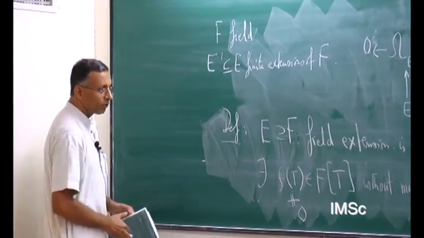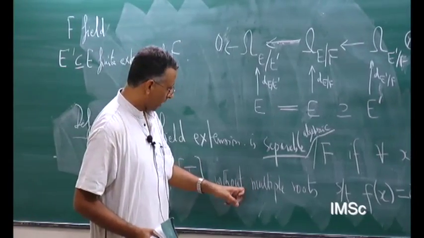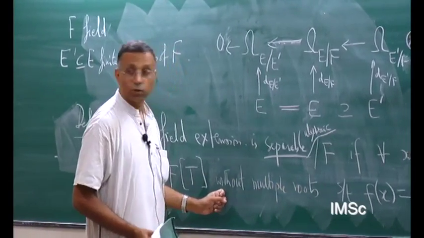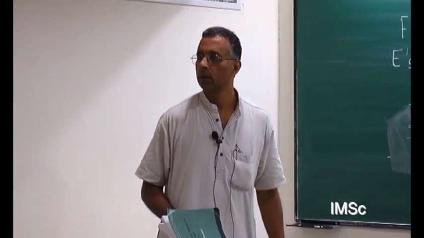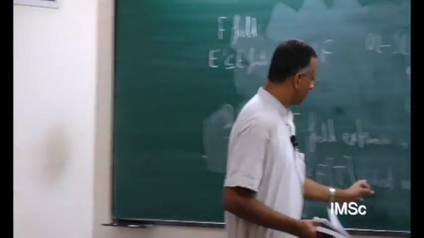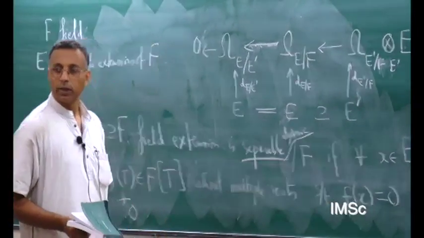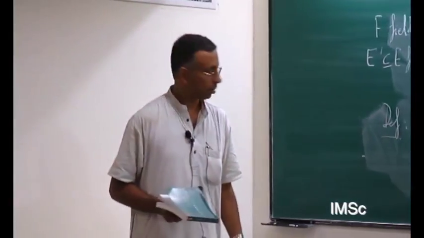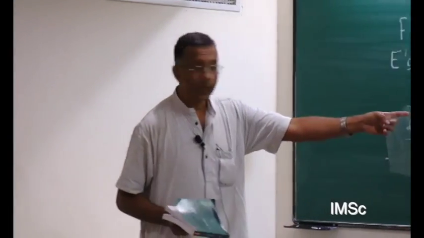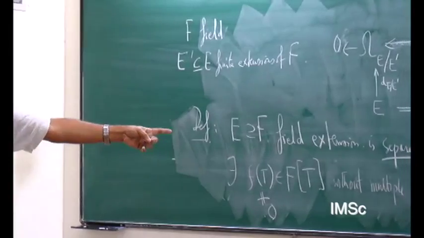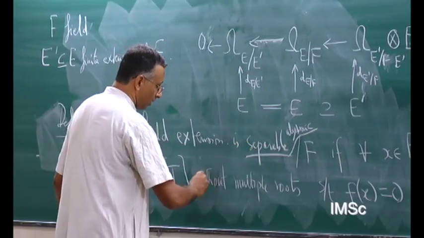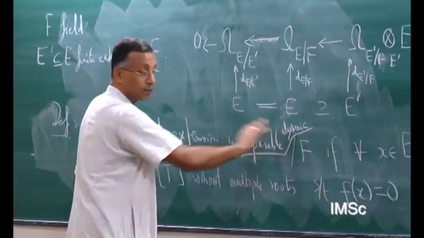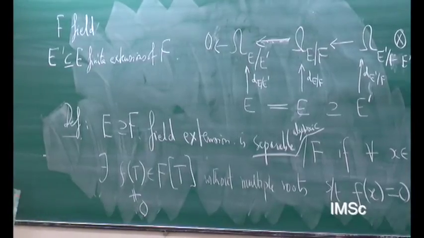Okay. So as you know, if I take out this condition, without multiple roots, then how does the definition change? If I cut this out, then what is it the definition of? For every x in E, there exists f(t) non-zero such that f(x) equals 0. Just algebraic. If I cut out the separable and cut out this, I would get the definition of algebraic, right? Okay. Right.